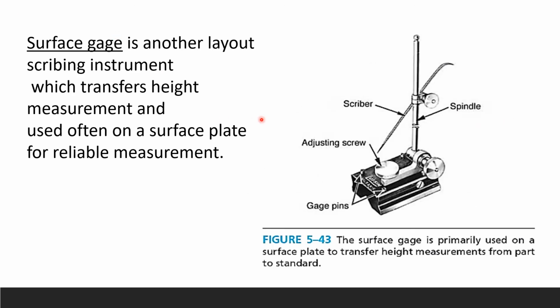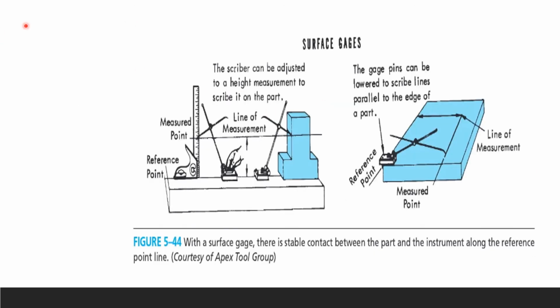Surface gauge is another layout scribing instrument, and it transfers height measurement and is used often on a surface plate for reliable measurement. So with a surface gauge, there is stable contact between the part and the instrument along the reference point line. Here is a reference point, measure point, and here is the line of measurement. The scriber can be adjusted to a height measurement to scribe it on the part.